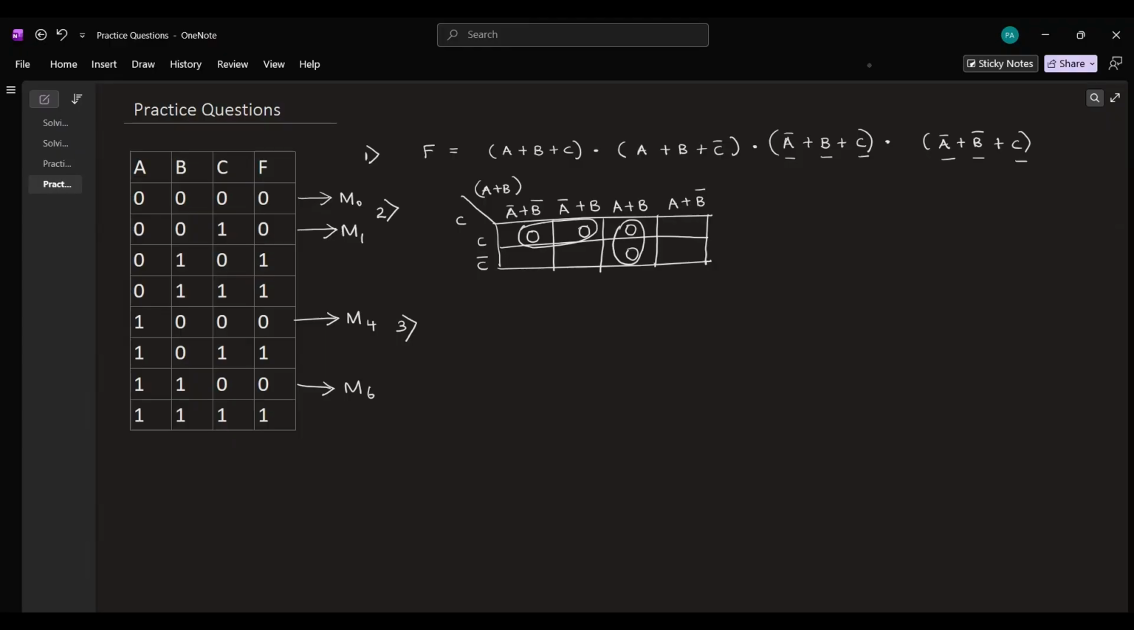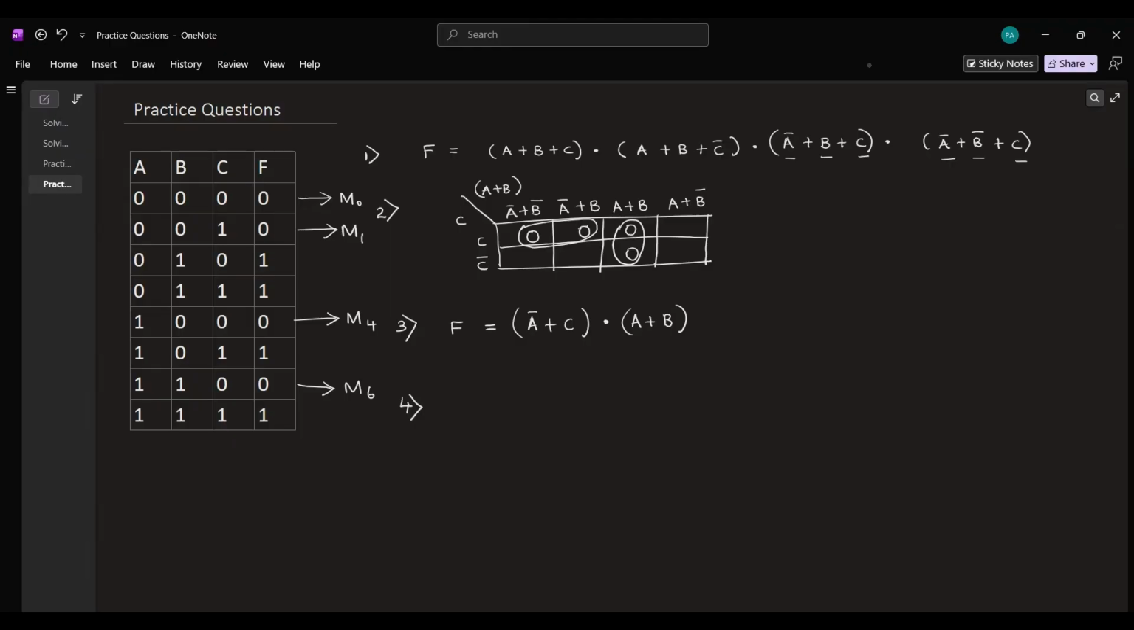It's very simple because you have to choose the minimum number of groups and the largest groups possible. Since we don't have any groups of 4, we are going for groups of 2, and only 2 groups are enough to do this. So let's write down the simplified POS. So here we have c, this is in the row direction, so c will come. But here we have a bar plus b bar and a bar plus b. So b bar and b will cancel each other out. So we will get a bar plus c into, here we have a plus b. Since it's the column direction, we will only have a plus b, because c and c bar will cancel each other out. So we will directly go to the logic circuit design.